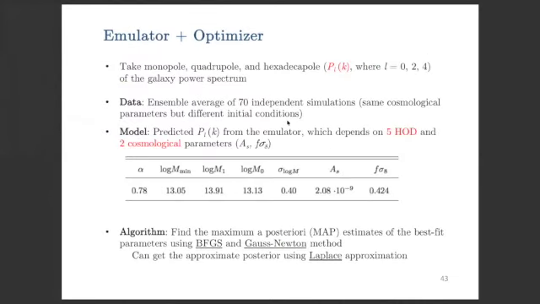And now I'm using this emulator to get the galaxy power spectrum multipoles and use different optimization algorithms to constrain cosmological parameters. Here, the objective function is data minus model, where the data is the ground truth, the ensemble average of 70 different simulations, and the model is the predictions from the emulator. We have 7 different parameters, 5 from HOD and 2 from cosmology, and we have f sigma 8 as one of our parameters. For the algorithm, we use BFGS and Gauss-Newton to minimize the objective function, which is data minus model.